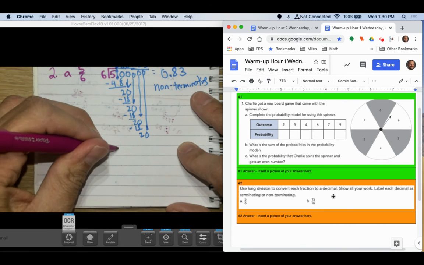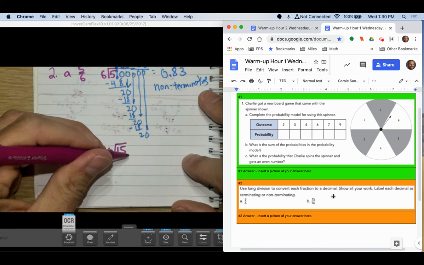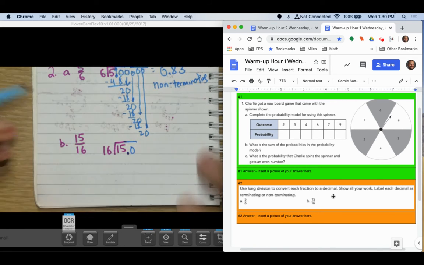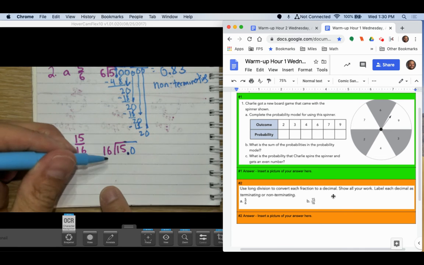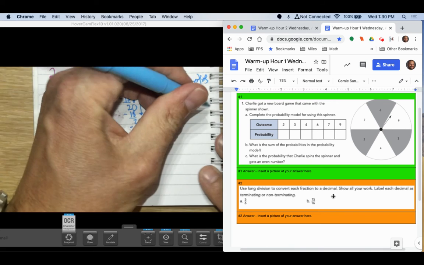Then for our second problem, we have the wonderful 15 over 16. Every fraction is a division. Every division is a fraction. Numerator divided by denominator. I can add a decimal. I can add a 0 because 15 is the same as 15.0, and I can keep on adding zeros forever and ever.